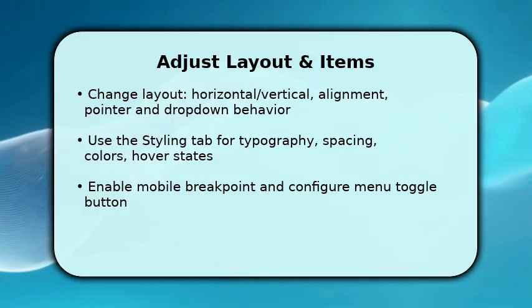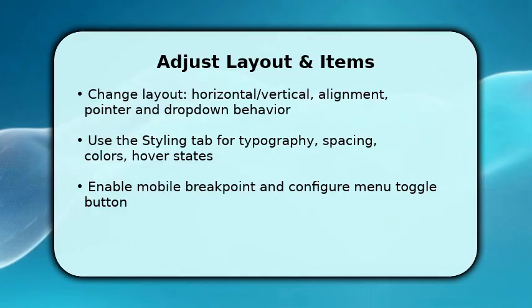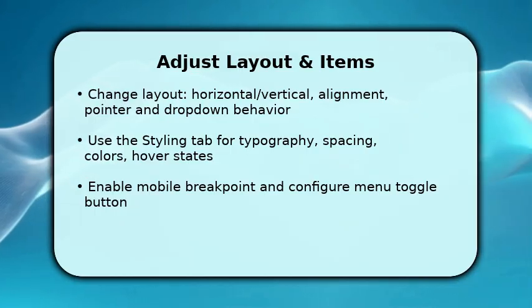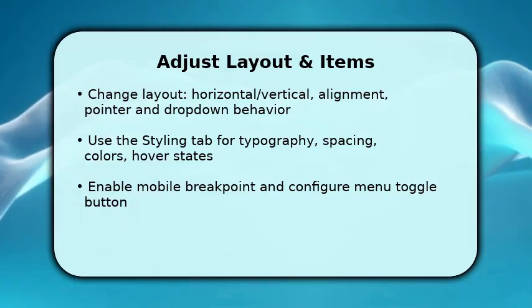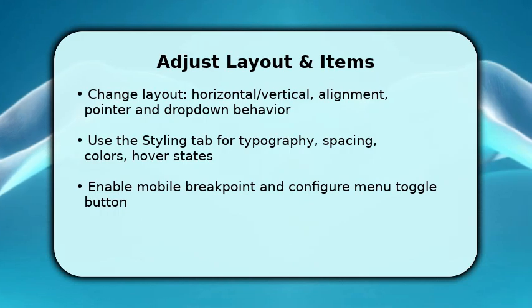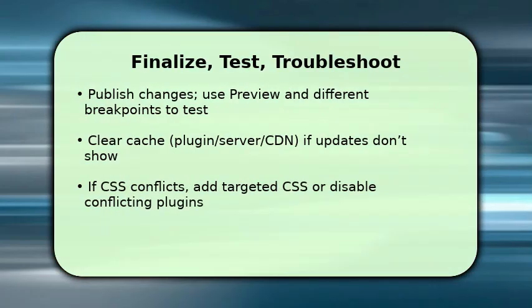Once done, check the responsive mode and configure the mobile toggle. Set icon, label, and breakpoint so the menu collapses cleanly. These adjustments control both appearance and usability across devices. Finish by saving and publishing the header, then preview on multiple breakpoints to verify behavior and spacing.